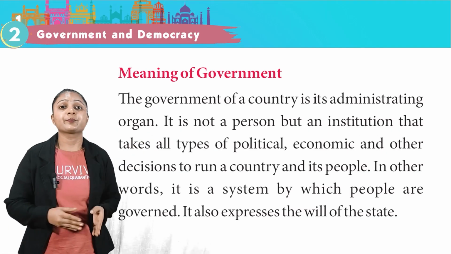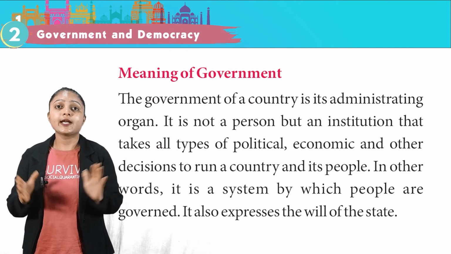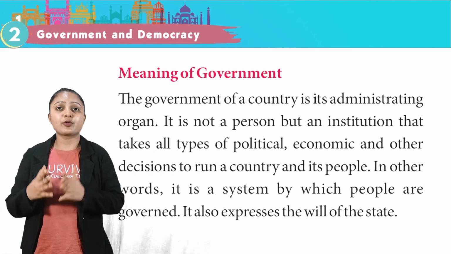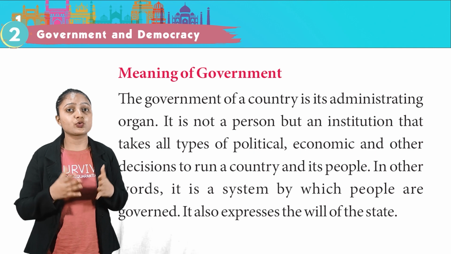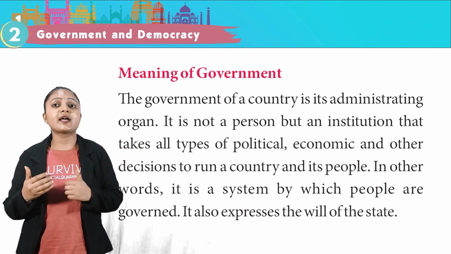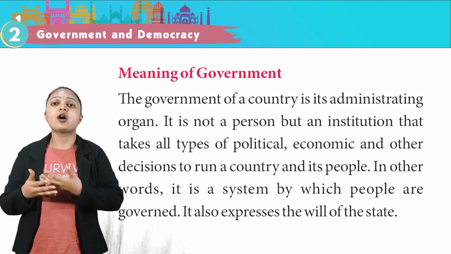Meaning of government. The government of a country is its administrating organ. It is not a person but an institution that takes all types of political, economic, and other decisions to run a country and its people. In other words, it is a system by which people are governed. It also expresses the will of the state.